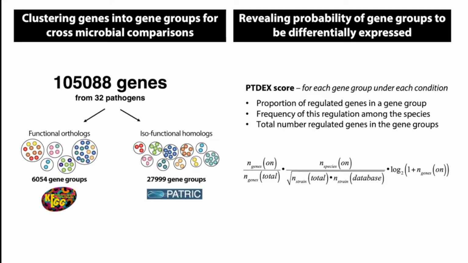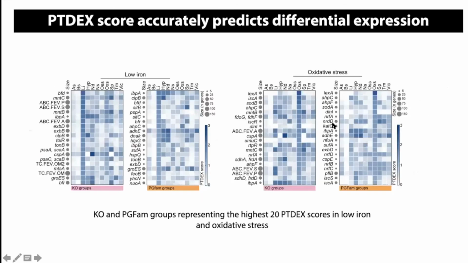Then, of course, we looked at whether this PATHOgenex score could really predict the probability of genes to be regulated in certain conditions. So we ranked the genes with the highest PATHOgenex score in each condition, and looked at which genes appeared on top. For example, here I show low iron, and you see the genes that have a very high PATHOgenex score in low iron are actually genes involved in iron acquisition and iron metabolism, and the same for oxidative stress too.